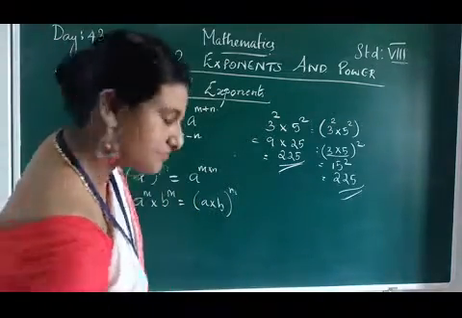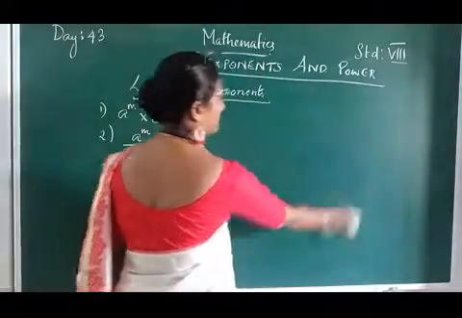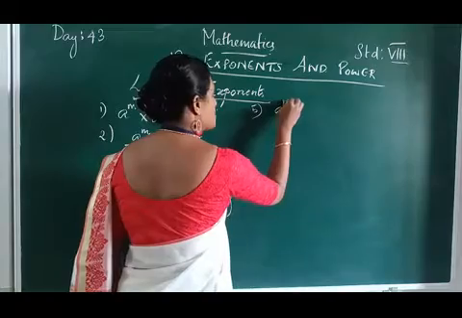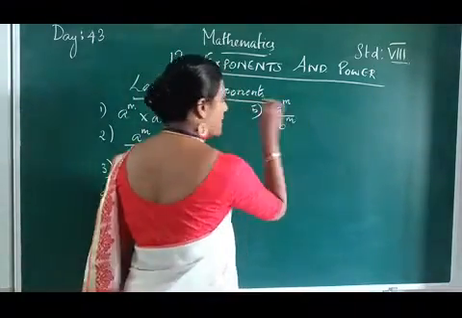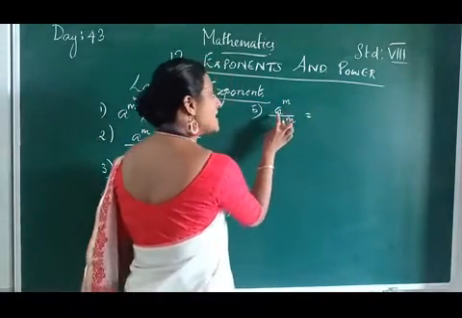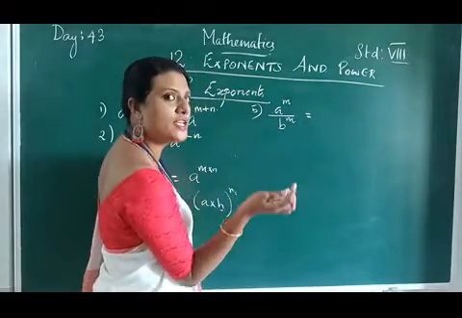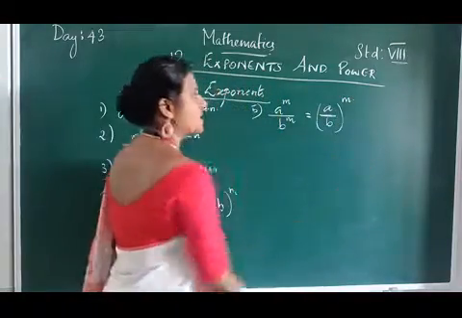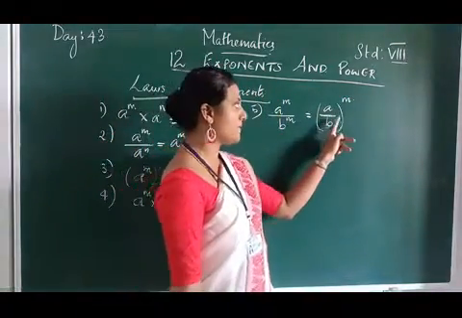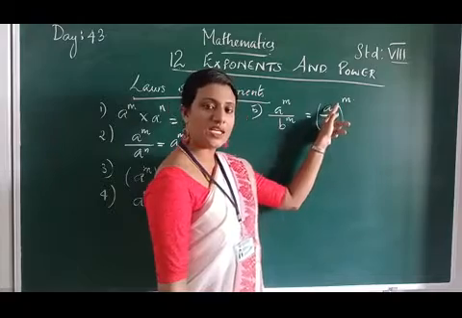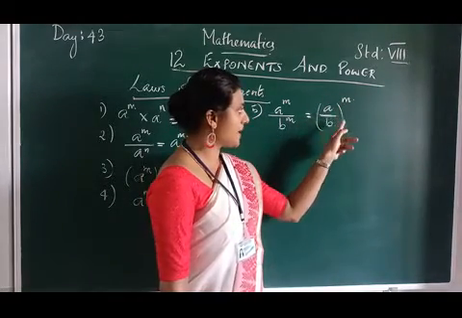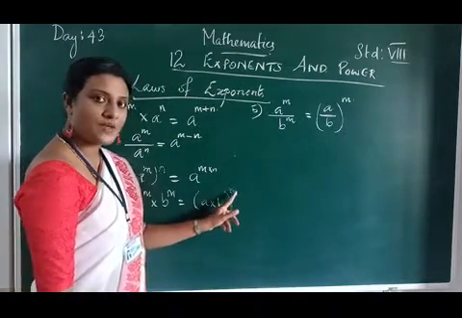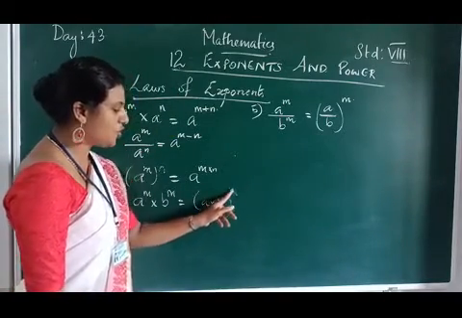Next one. Fifth one. A raised to m by b raised to m is equal to, here also the base is different but the power is same. So you can take the power outside. That is a by b, the whole raised to m. A by b, the whole raised to m means you can distribute the power to the numerator and to the denominator. That is a raised to m by b raised to m. A into b, the whole raised to m: you can distribute the power, a raised to m into b raised to m.